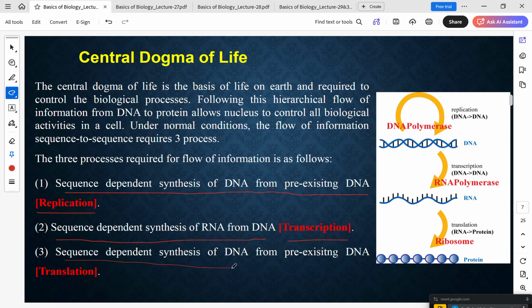And then from the RNA there is a sequence dependent synthesis of protein, rather than from pre-existing DNA, a sequence dependent synthesis of protein from the RNA, which is a process known as translation. Now the process of replication is controlled mainly by DNA polymerase, and we'll come to that. The process of transcription is controlled by RNA polymerase, and the process of translation is controlled by the ribosomal machinery of the cell.